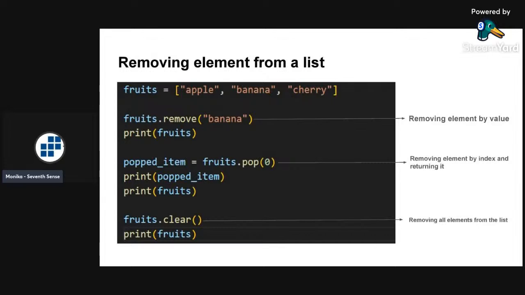Banana we removed previously. In the first step, banana is removed by the element value. Apple is removed in the pop. And the remaining one is cherry. And what I'm doing? Fruit dot clear. I'll clear all the set. I'll clear the complete list. So what will be my output?